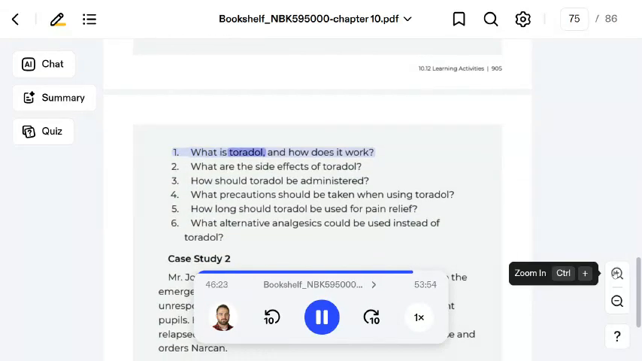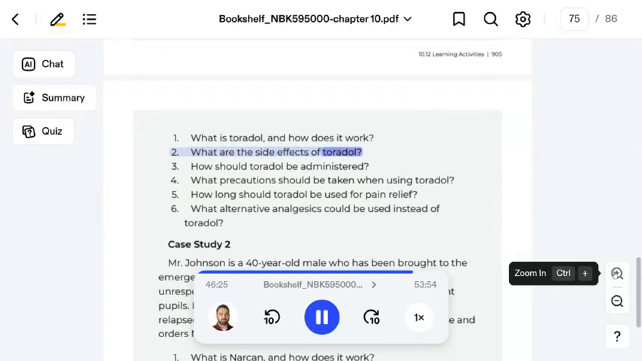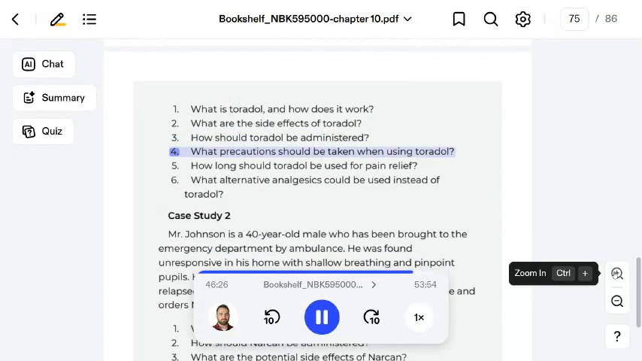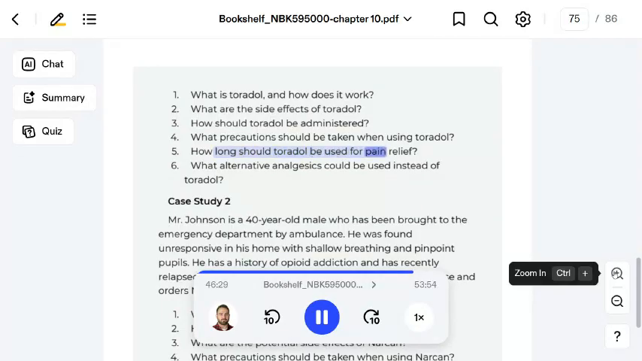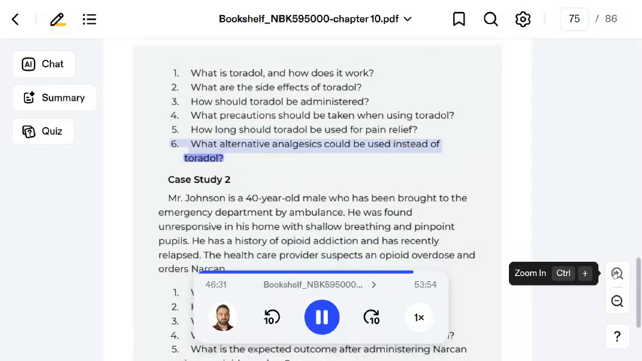1. What is Toradol, and how does it work? 2. What are the side effects of Toradol? 3. How should Toradol be administered? 4. What precautions should be taken when using Toradol? 5. How long should Toradol be used for pain? 6. What alternative analgesics could be used instead of Toradol?